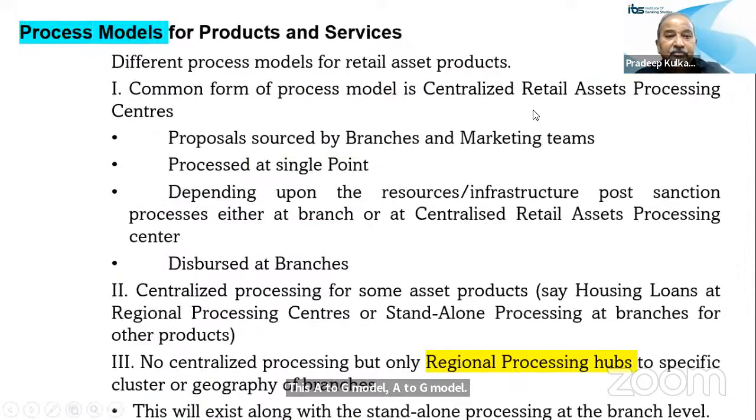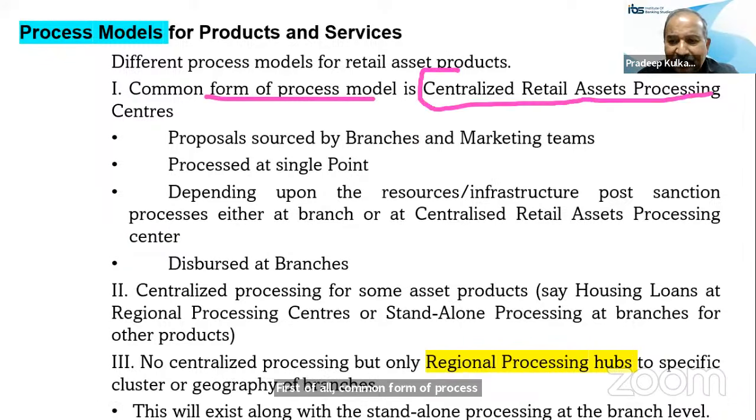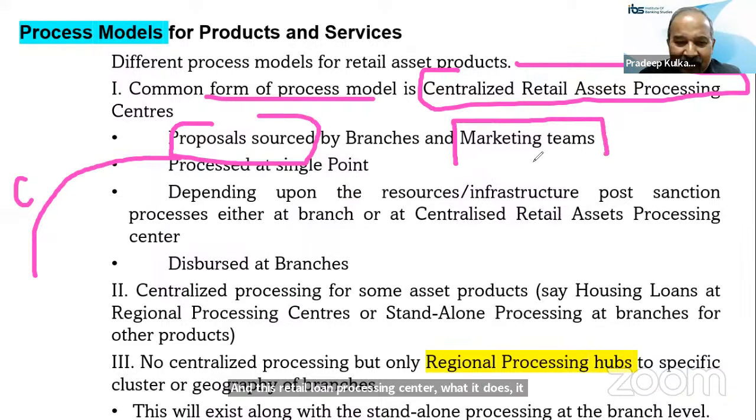And next, processes. Different process models for retail asset products are as follows. First of all, the common form of process model is centralized retail asset processing. I think all of you know that most banks have adopted a centralized retail loan processing center. This center processes all the proposals sourced by the branches or otherwise by their independent marketing team, at a single point.